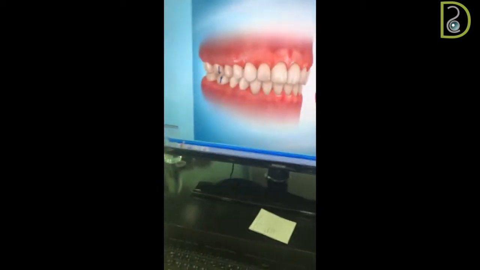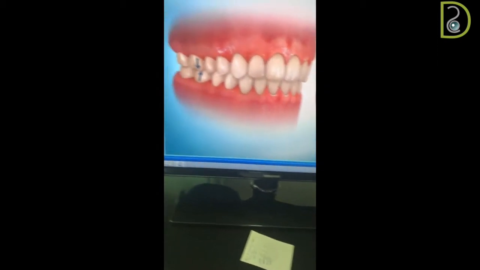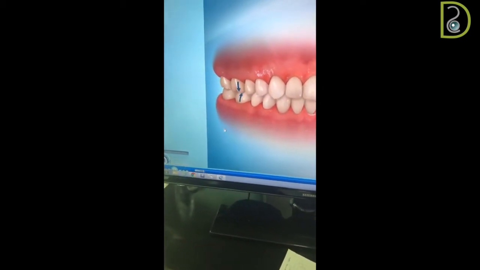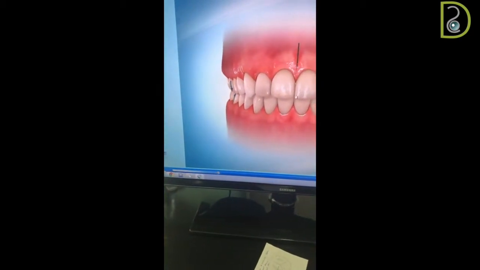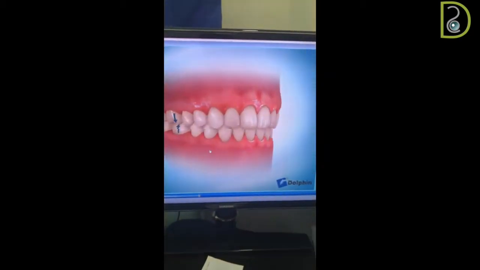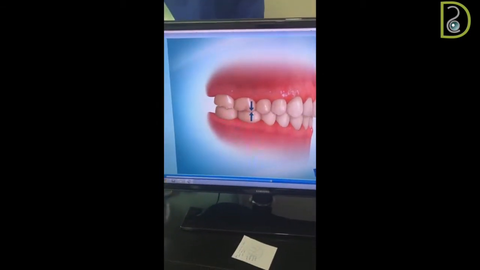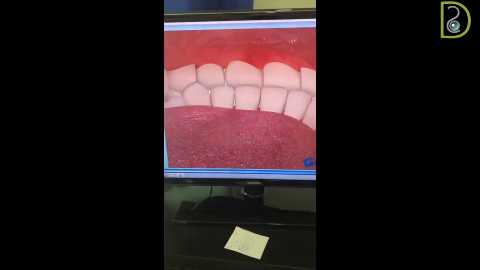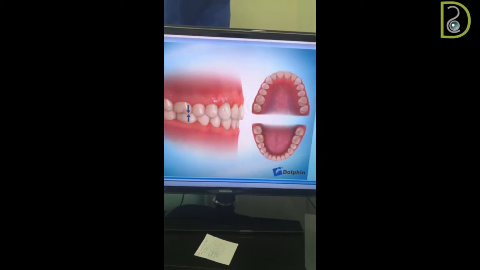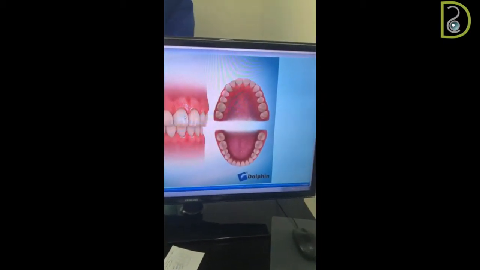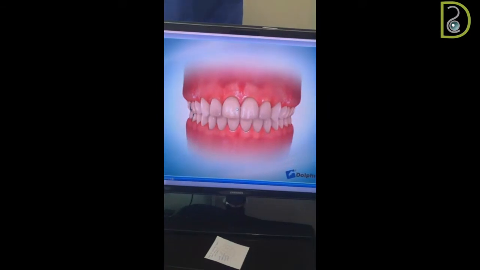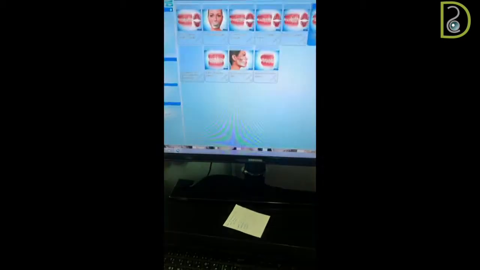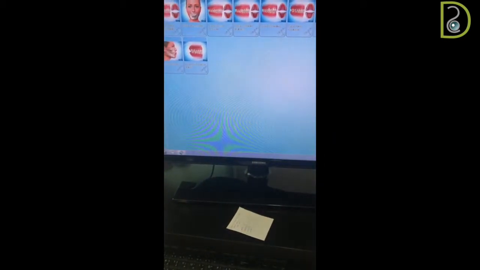Now, this is an ideal occlusion. As you can see here, it's a class 1, the midline is on, the mesiobuccal cusp is in the central groove, there is a normal overjet, the lower anterior teeth are slightly touching the upper anterior teeth, and the upper and lower arches are well aligned. So this is the ideal occlusion. If a patient has something different than this, then it is time to start the treatment.